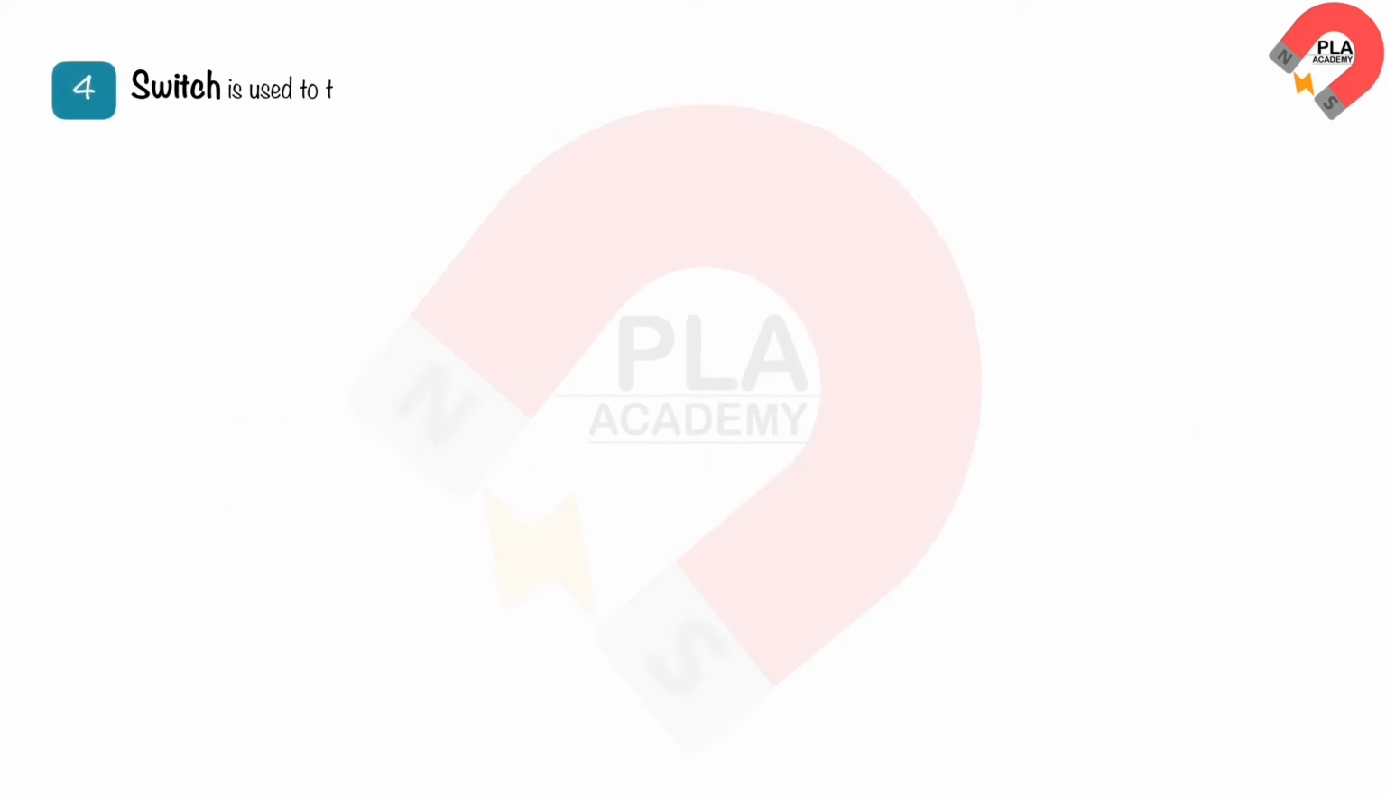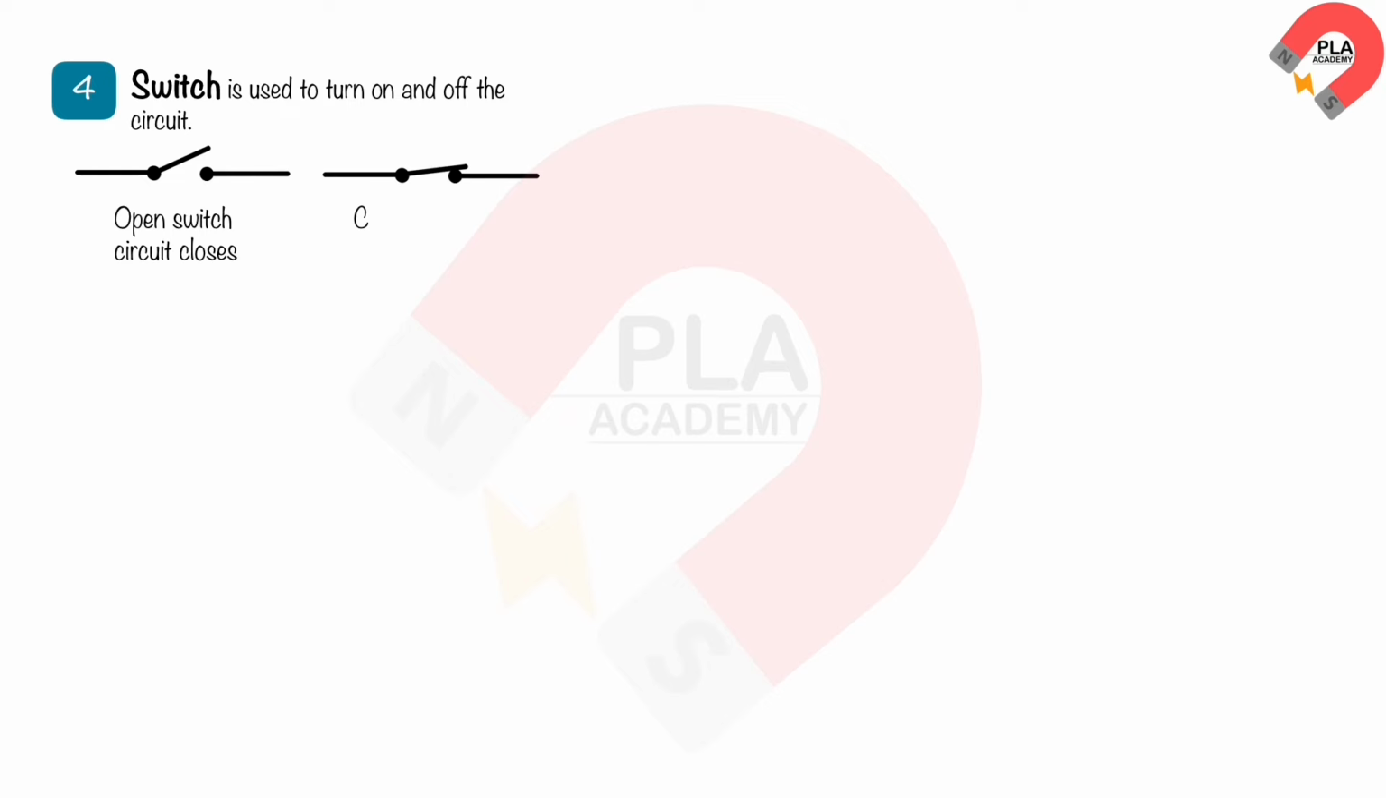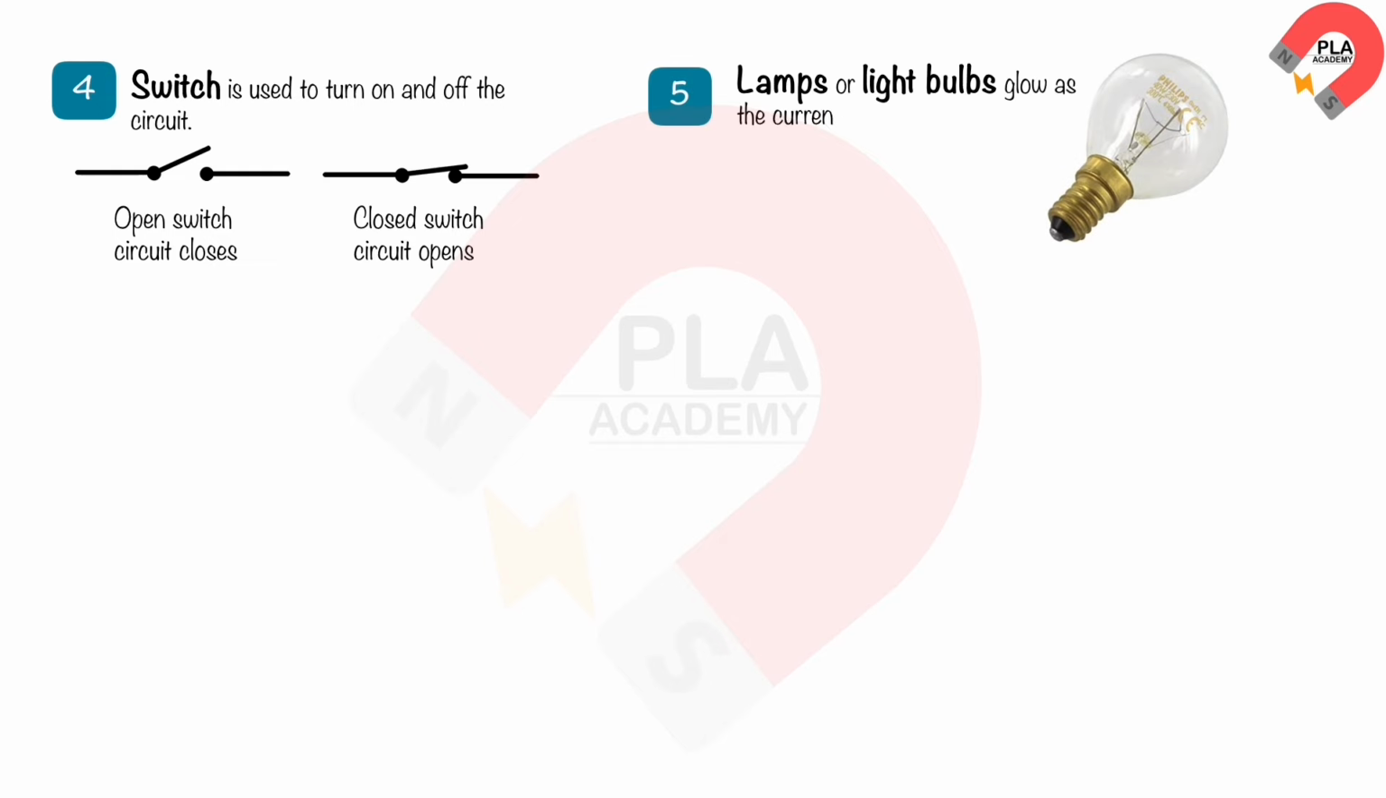A switch is used to turn on and off the circuit. The first symbol shown is for an open switch, which means that the circuit is open. The second symbol shown is for a closed switch, which means that the circuit is closed. Lamps or light bulbs glow as the current flows through. This is the symbol of a light bulb.